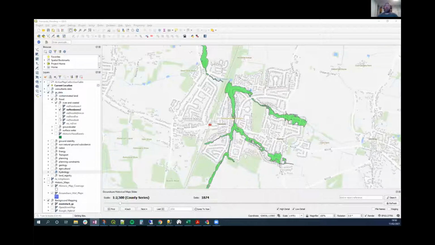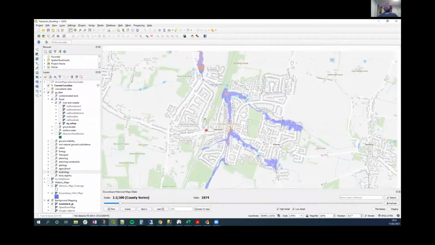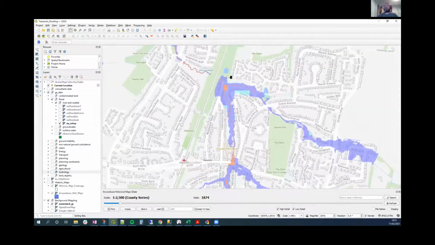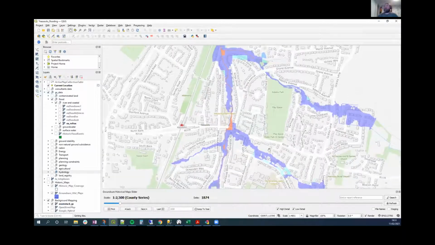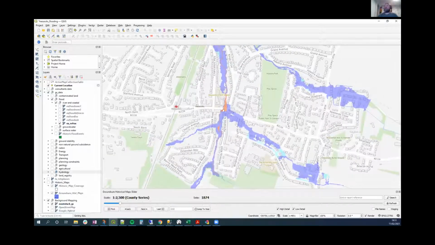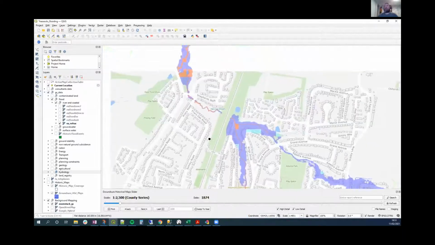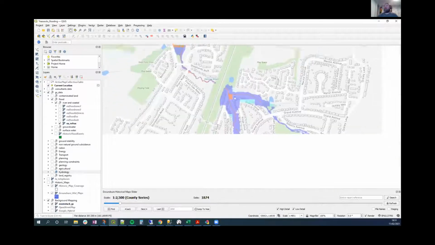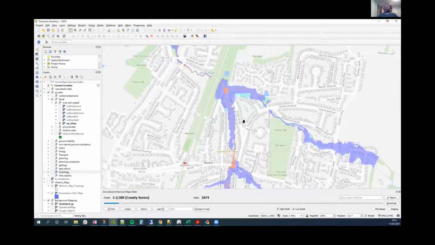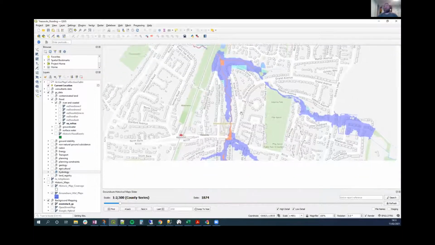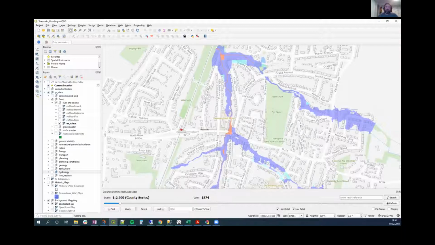We can also then have a look at it in a little more detail. And this is another data set called RoFRaS. And this allows us to look at the different parts of the floodplain that are more severe. So obviously the red areas show where you can get more severe flooding, and the light blue is where it is less likely or less severe to happen.